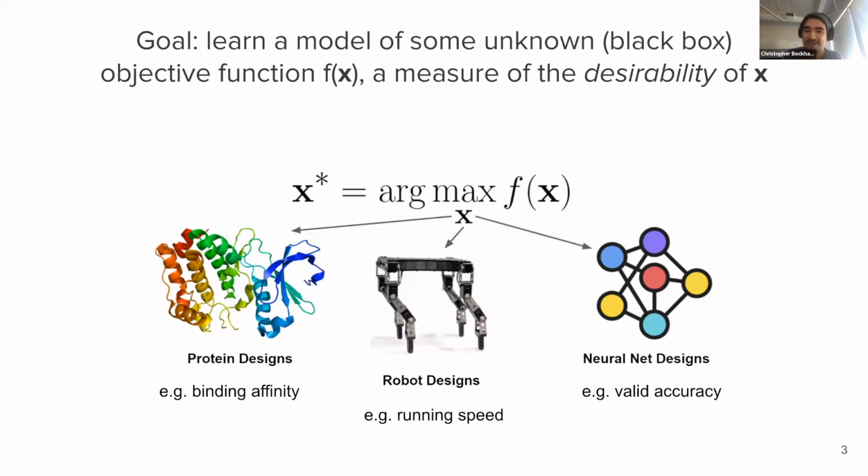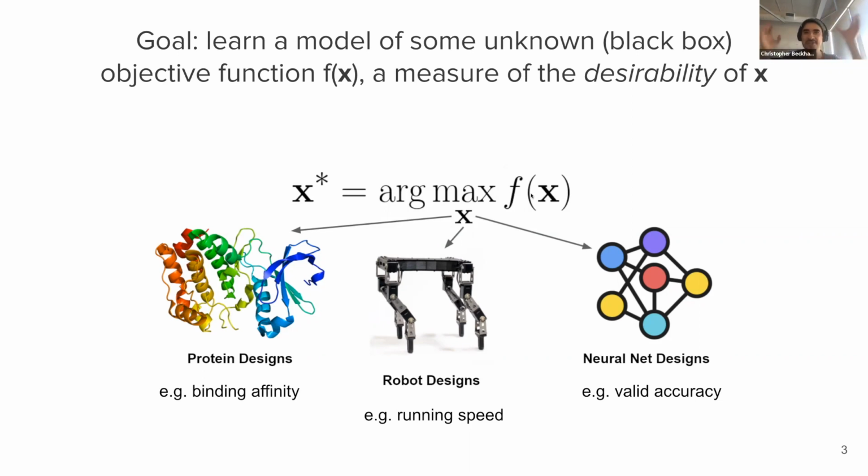I'll post that arXiv link at the end here. I'm just looking at the chat. So here, f of x would be the binding affinity of a protein. Maybe for a robot, it's the running speed. Maybe for a neural network design, it's the accuracy. And for neural networks, x is the specification of an architecture: how many layers, what's the connectivity pattern, and so forth. But f of x is like the ground truth.